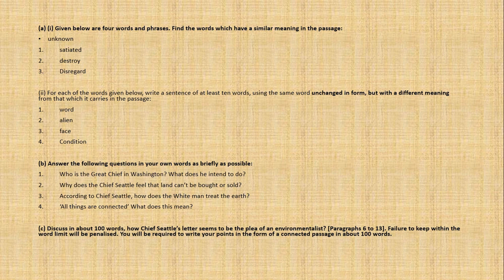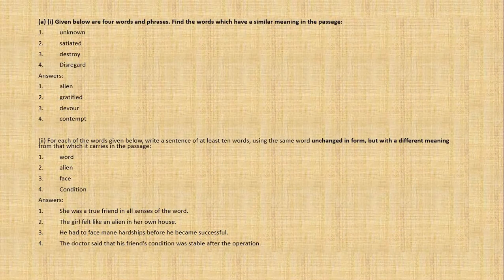So let's look at the answers. Though I showed it to you all in yesterday's video, let me explain it further. Given below are four words and phrases. Find the words with a similar meaning in the passage. Unknown was alien, as you read in the passage. Satiated was gratified. Destroy was devoured.